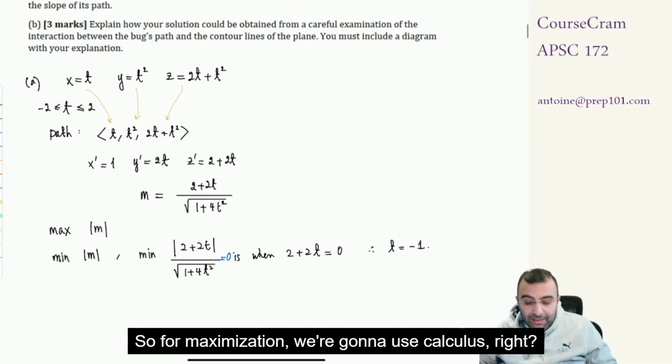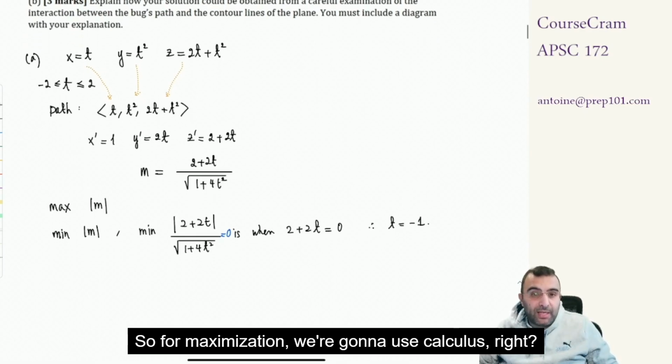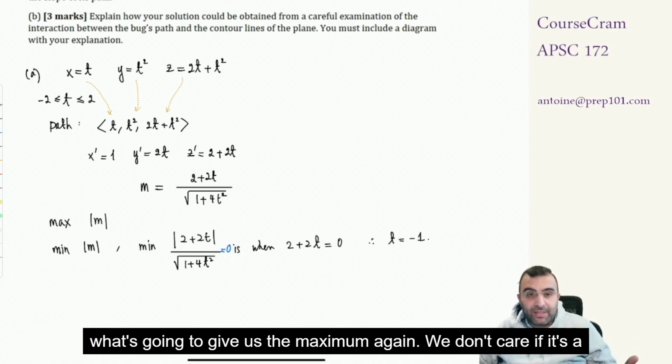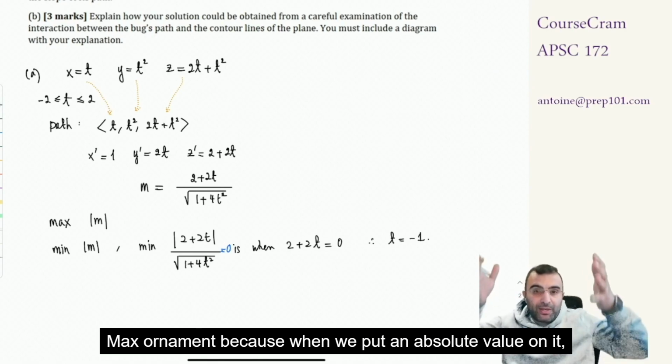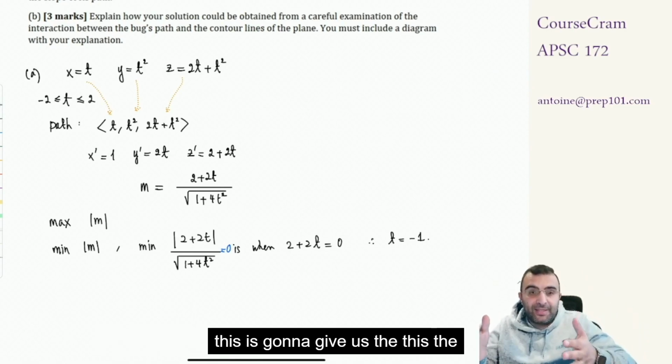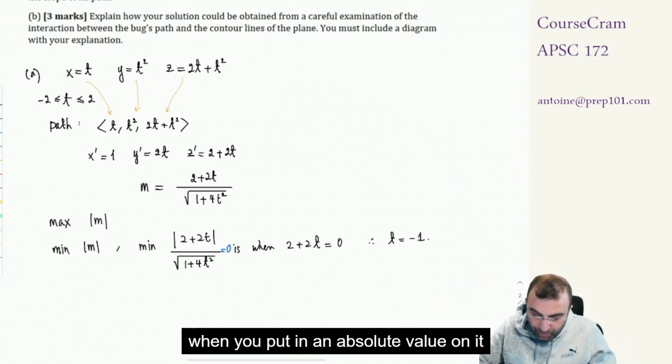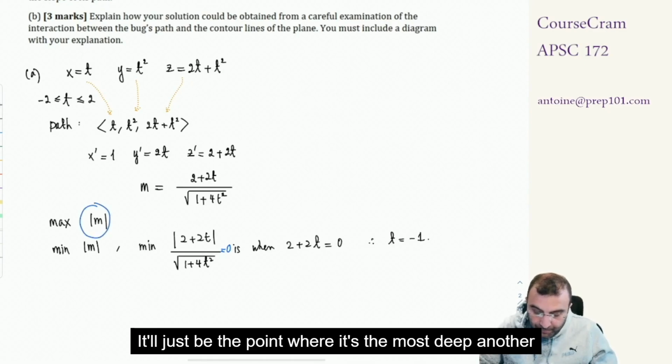So for maximization, we're going to use calculus, right? So we're going to find the derivative, we're going to set it equal to 0, and that's what's going to give us the maximum. Again, we don't care if it's a max or a min, because when we put an absolute value on it, this is going to give us the steepest slope. It'll just be the point where it's the most steep.